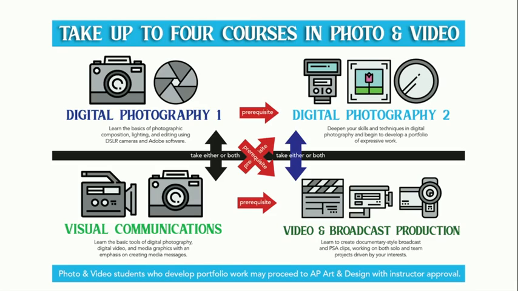This course is a prerequisite for either Digital Photography 2 or Video and Broadcast Production, 2 new courses that we just launched this year. We've designed the curriculum in media arts so that students can take up to 4 classes in our media lab if you choose to do so. Either Digital Photography 1 or Visual Communications is the prerequisite for either Digital Photography 2 or Film and Broadcast Productions. The introductory level course and the second level courses can also be taken in sequence, so you can spend up to 4 semesters in our lab if you choose to do so.